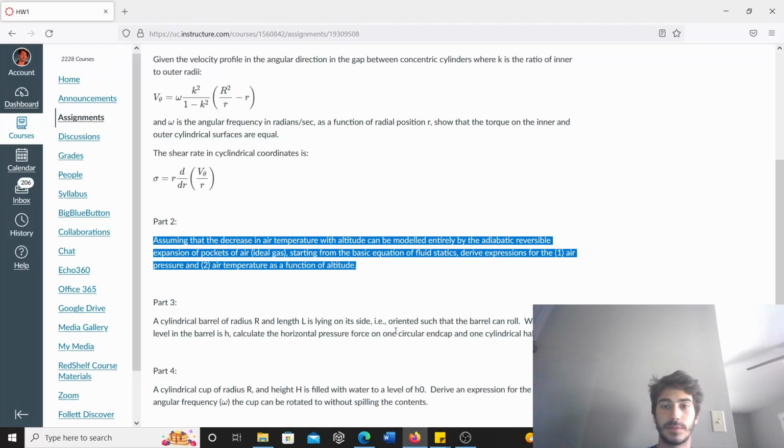Today we will be deriving expressions for the air pressure and the air temperature as a function of altitude for a decrease in the air temperature modeled by an adiabatic reversible expansion. We'll be using the basic equation of fluid statics as well as dealing with ideal gas laws. That being said, let's go ahead and get started.